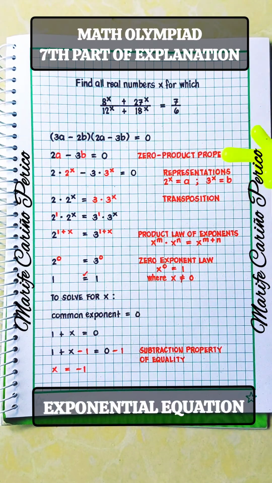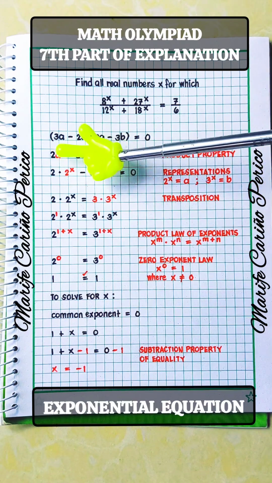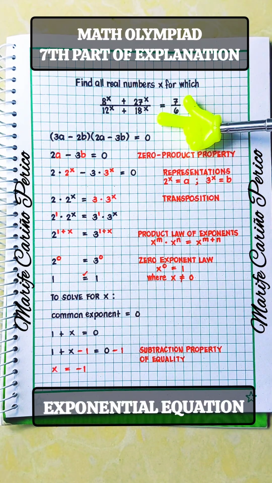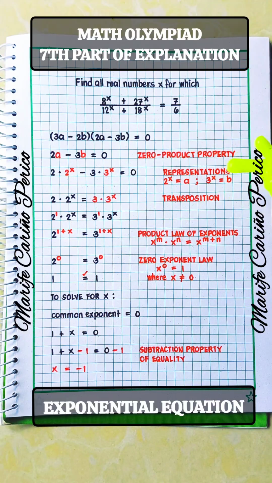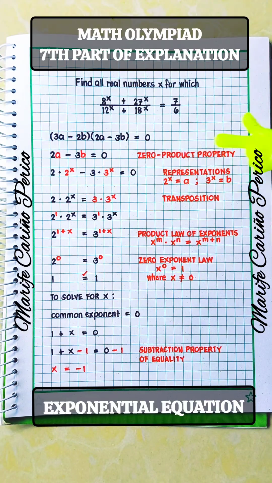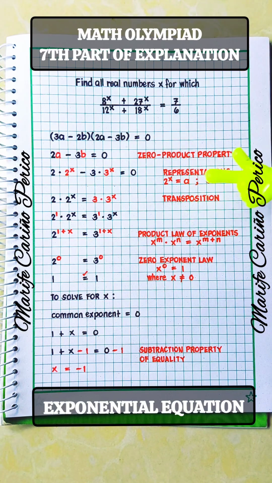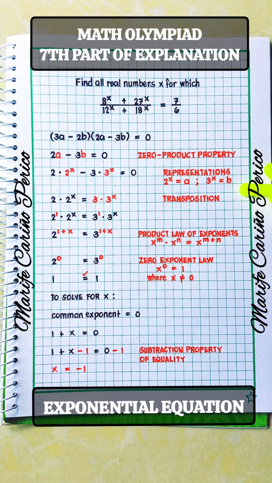By application of the zero product property, equate this factor to 0, then let's find the other real number x that satisfies this equation. Remember that in the first video, we've done these representations. We've let 2 raised to the power of x equals a. We've also let 3 raised to the power of x equals b.